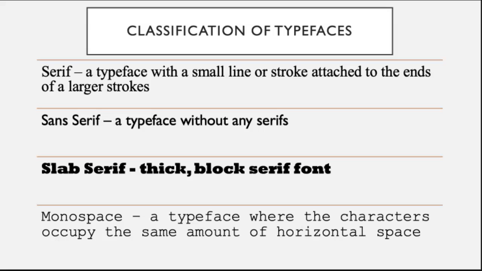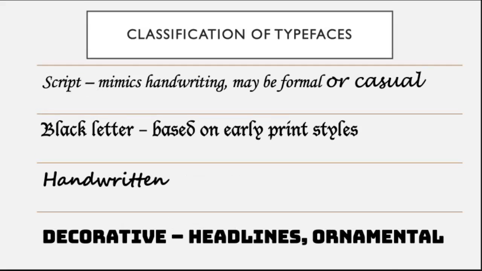A monospace font is a typeface where characters occupy the same amount of horizontal space. And as you can see, this is basically a typewriter type of font. So it goes back to the days of typewriters where every character was evenly spaced between one another, and it gives you this typewriter type look. So sometimes you want to use that monospace look.